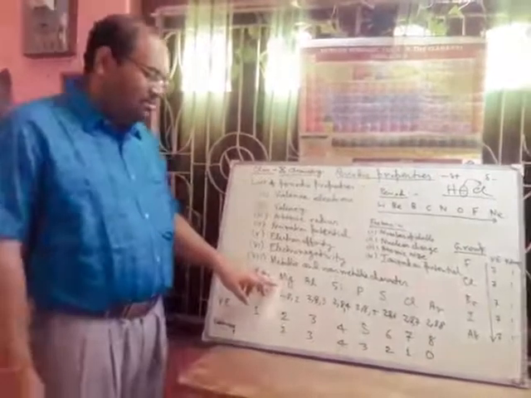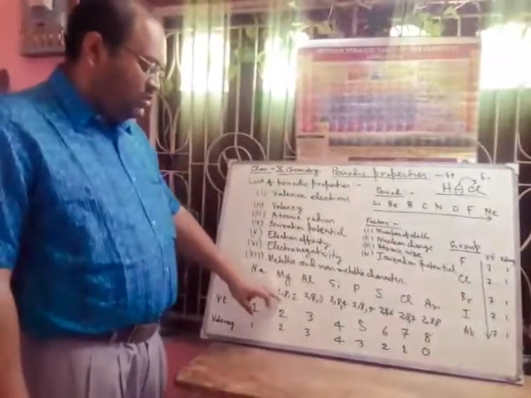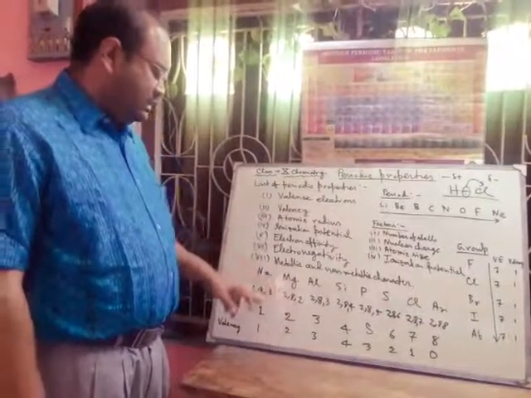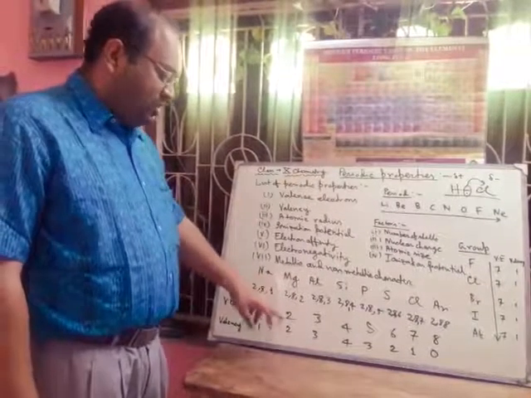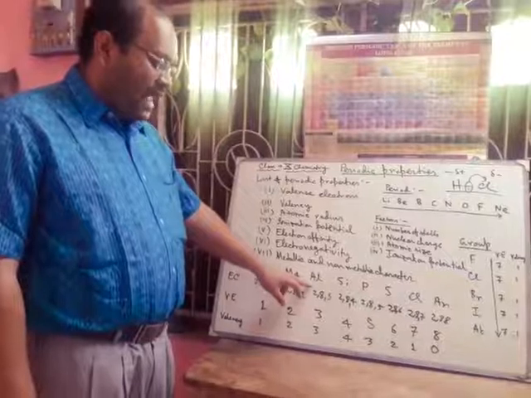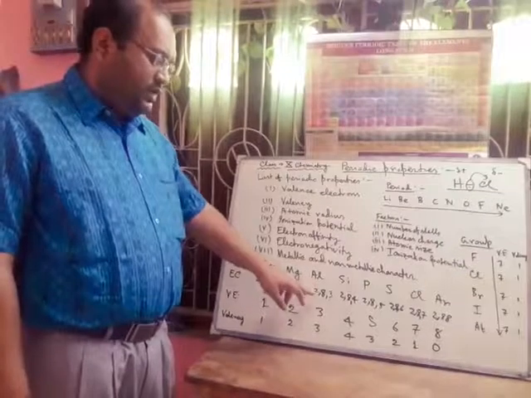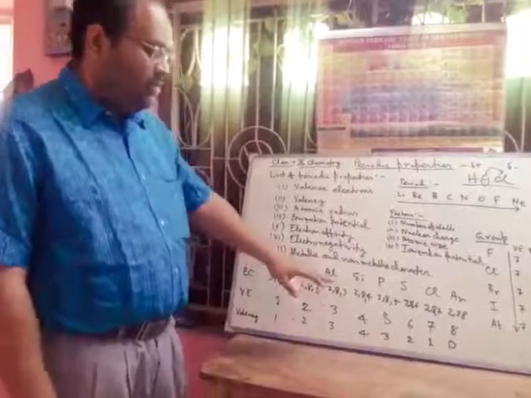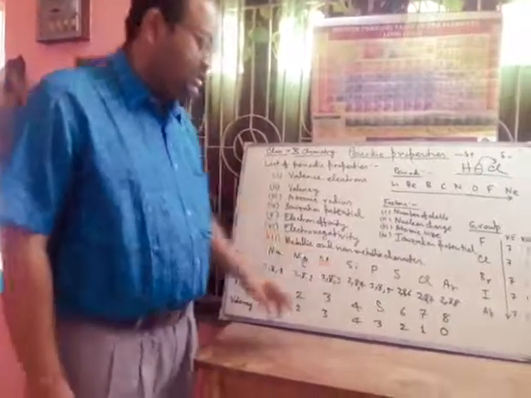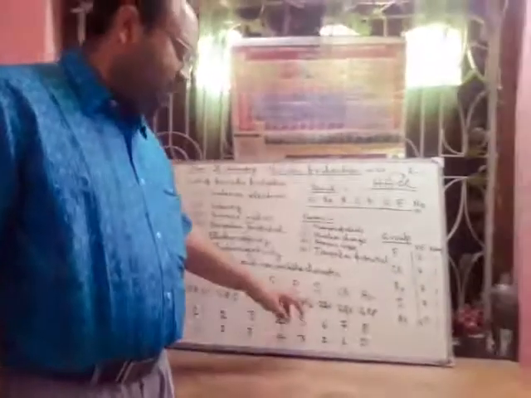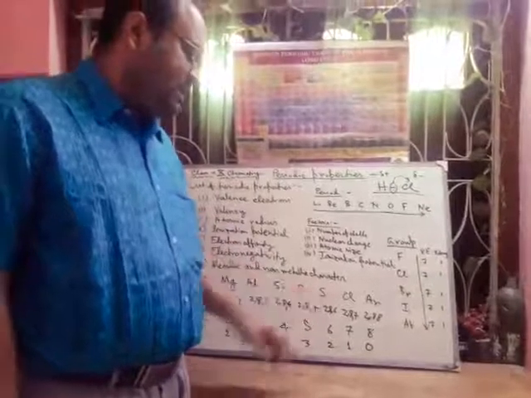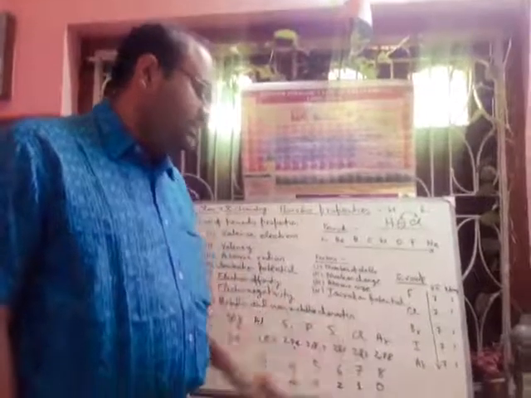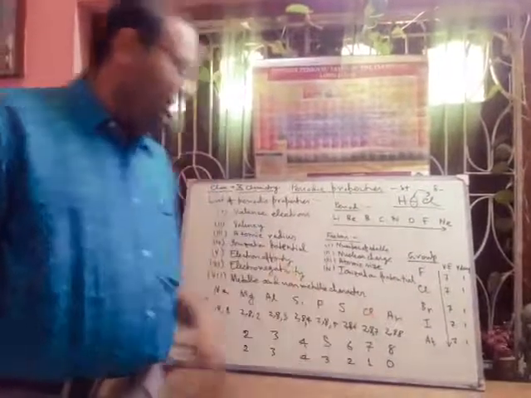In magnesium, the electronic configuration is 2, 8, 2, and so its valence electron is 2. In case of aluminium, the electronic configuration is 2, 8, 3, so the valence electron is 3. In the same way, silicon has 4 valence electrons, phosphorus has 5, sulfur has 6, chlorine has 7, and argon has 8 valence electrons.